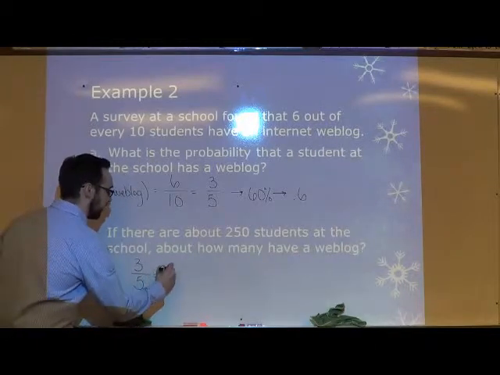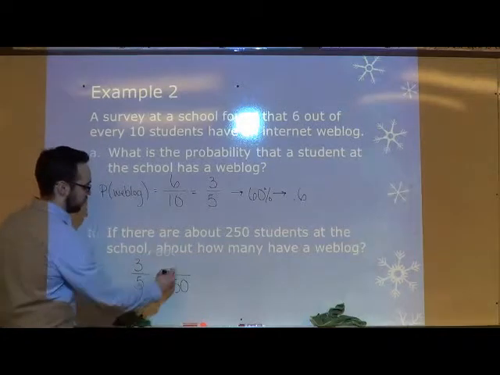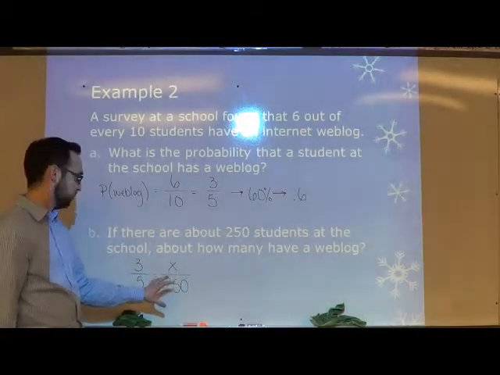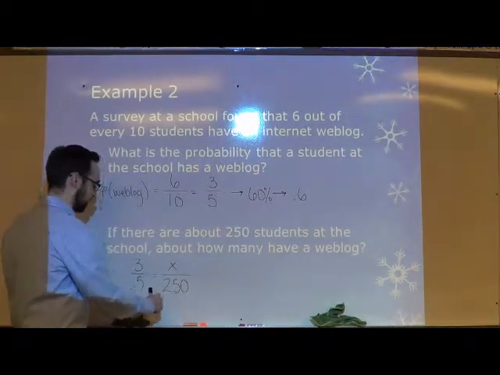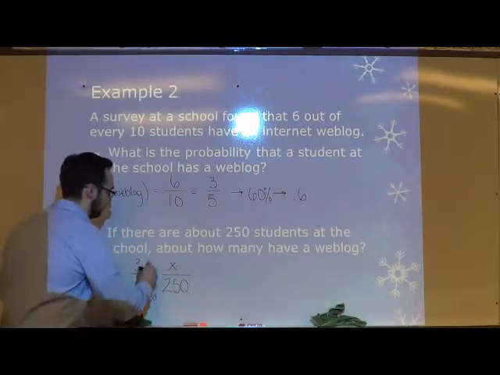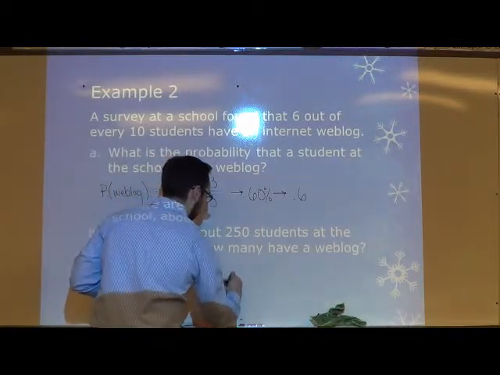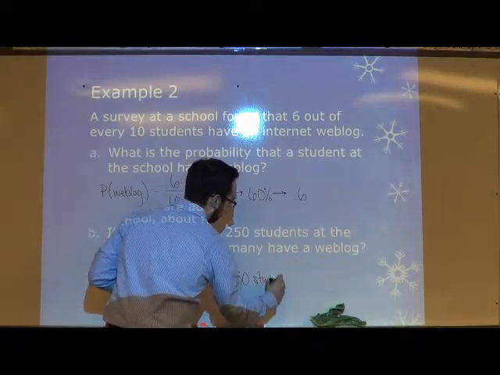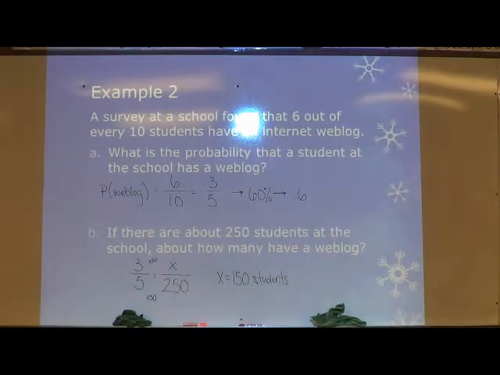And so now I want to figure out 5 times what gives me 250, because I want to know how many out of 250. So we're going to divide 250 by 5, and it's going to end up giving me 50. So 5 times 50 gives me 250, so then I have to do 3 times 50, and I get x is going to be equal to 150 students. So we're predicting that 150 students have a weblog at the school.